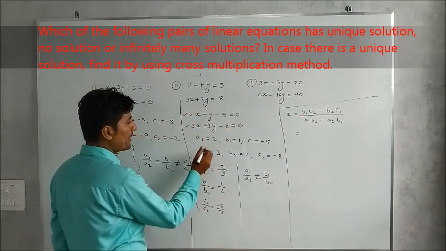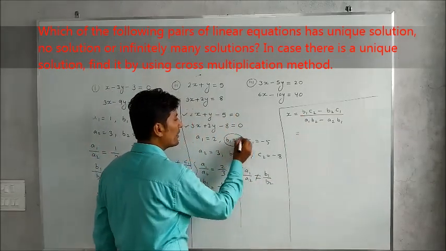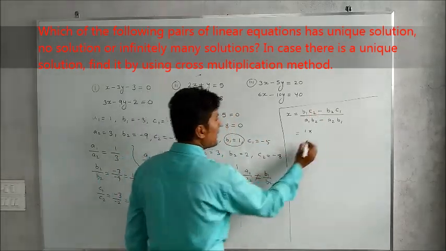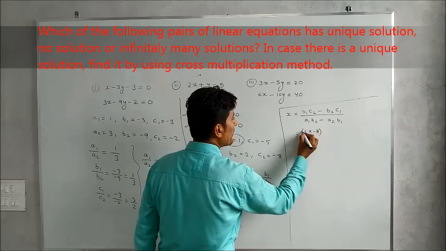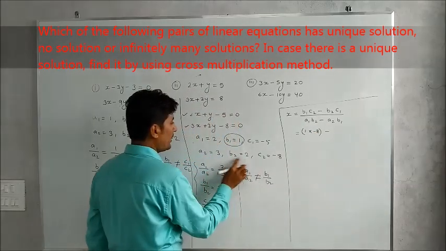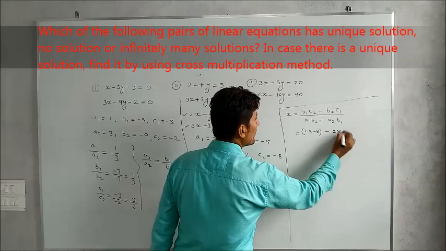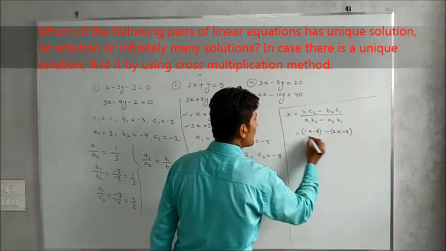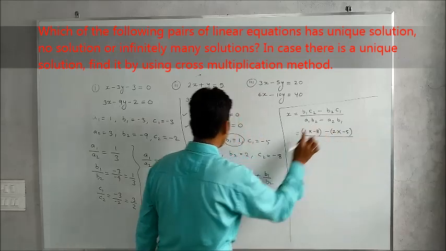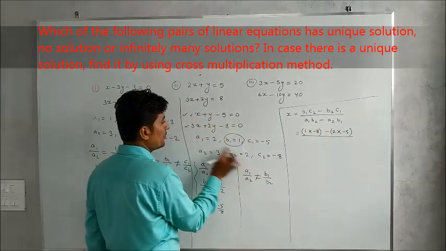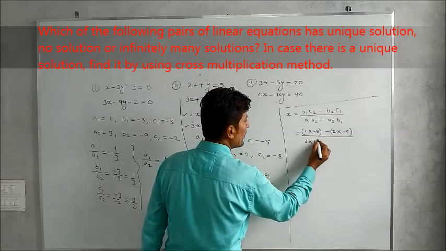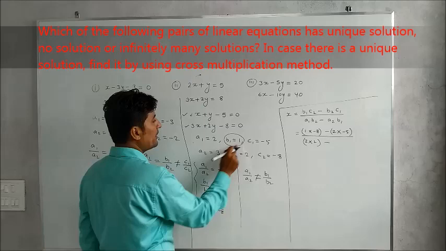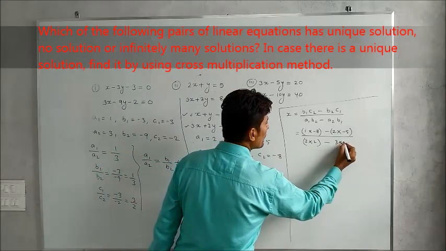The value of b1 we can take from here. b1 equals 1, so we can write here 1 multiplied by c2. c2 is here minus 8, so we can write here minus 8, minus b2. The value of b2 is 2, so we can write here 2. c1, the value of c1 is minus 5, so we can write here minus 5. The whole is divided by a1 b2, that is 2 into 2, minus a2 b1. a2 b1 is 3 into 1, so we can write here 3 into 1.